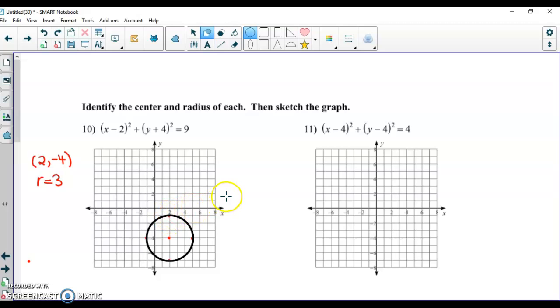Okay, so here's what I'd like you to do. I want you to go ahead and try number 11 on your own. So you'll pause the video, and then you'll do 11. And then when you're ready to check it, hit play, and you'll check your answer.